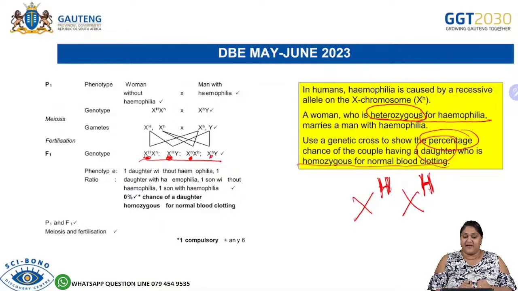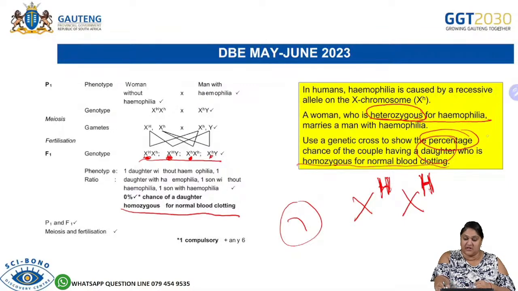Okay? The other thing I want you to know is that this is 6 marks. In this instance, it was actually 7 marks. It was 1 compulsory mark for this because this is what the question is asking you. So this very last point here is very important in any genetic class that you're giving.